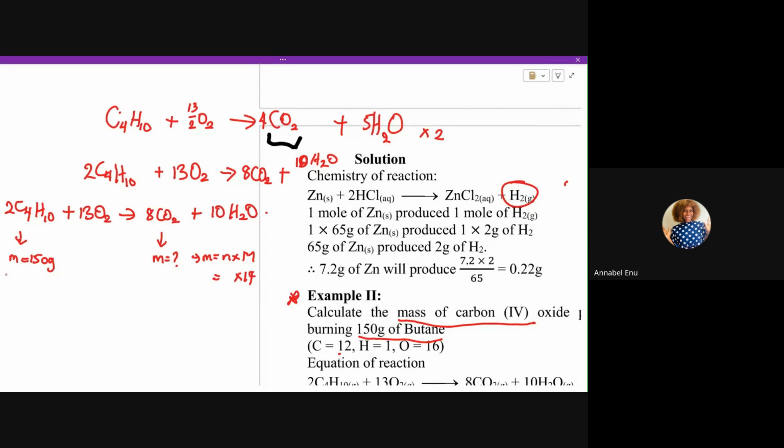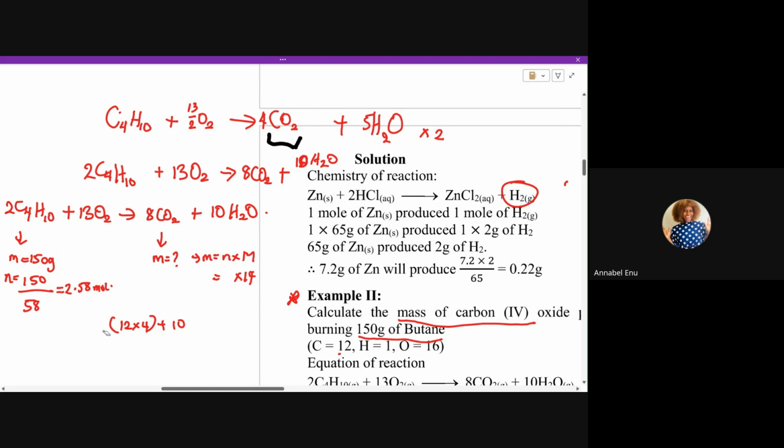Now the number of mole of butane is equal to mass divided by molar mass, right? Mass is 150 divided by molar mass. What is the molar mass? Butane, which is C4H10, is 12 times 4 plus 1 times 10, which is 58. So 150 divided by 58 is 2.58 mole. Now this is the number of mole of butane.